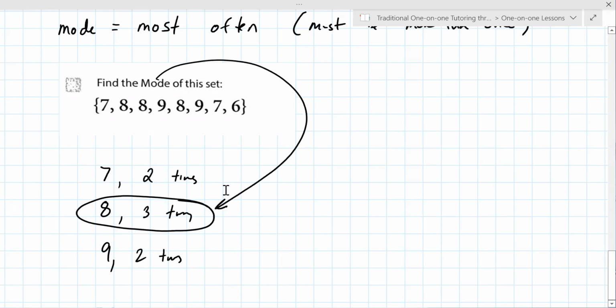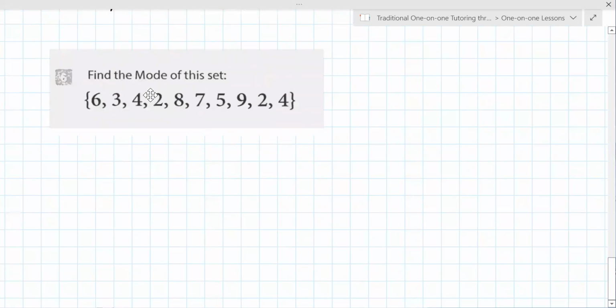But not every data set has a mode. And that's what I think you might see. That's one of those sort of like, we'll call it a trick question, if you will. But let's look at number 6, another mode problem. Now this one is not organized, but for the mode, you don't necessarily need to organize your data.